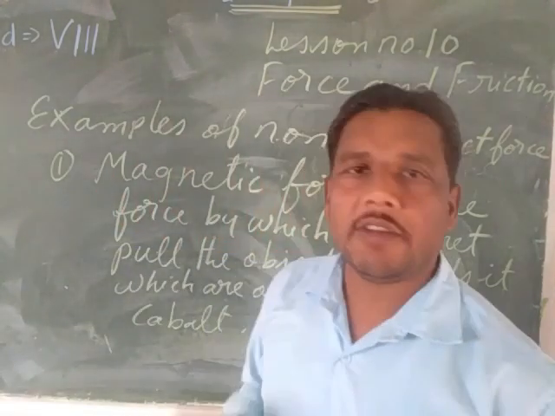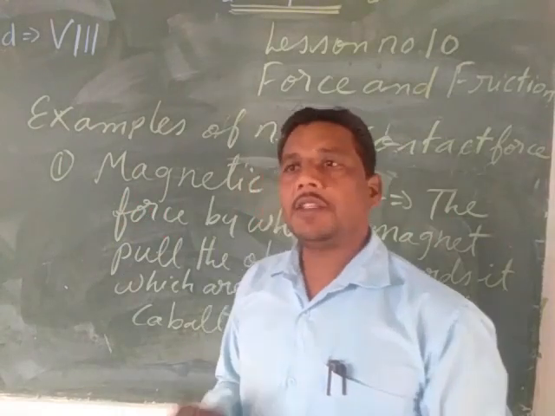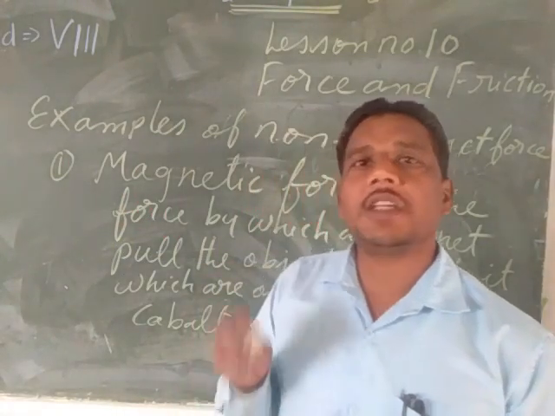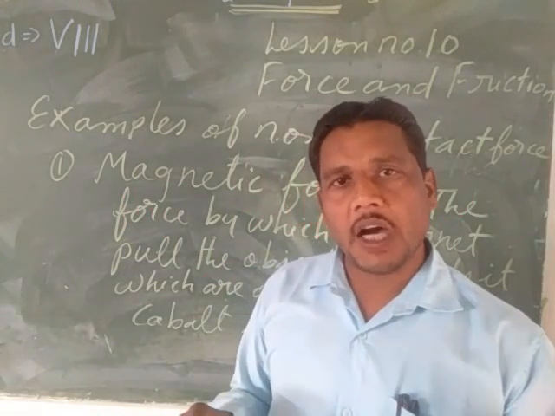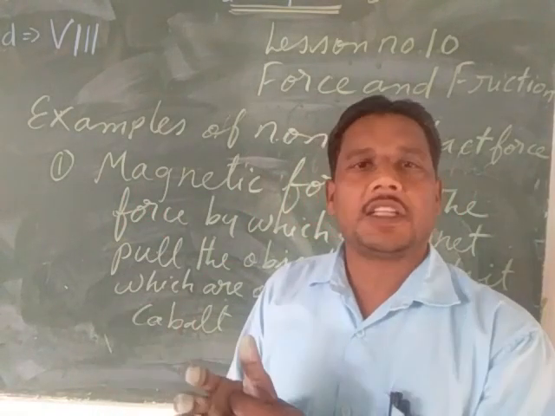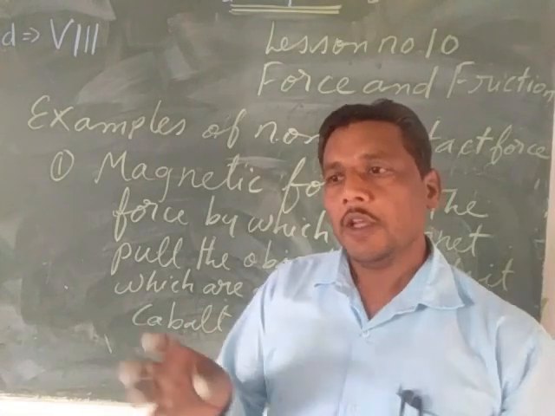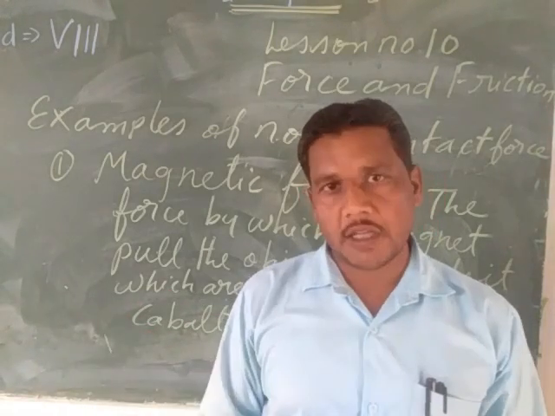Suppose, my children, near the magnet, you bring things made up of iron, nickel and cobalt. Then the things made up of iron, nickel and cobalt will go and stick to the magnet. Why? Because the magnet is pulling them from a distance.